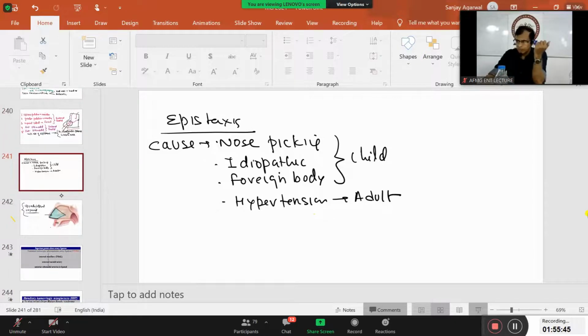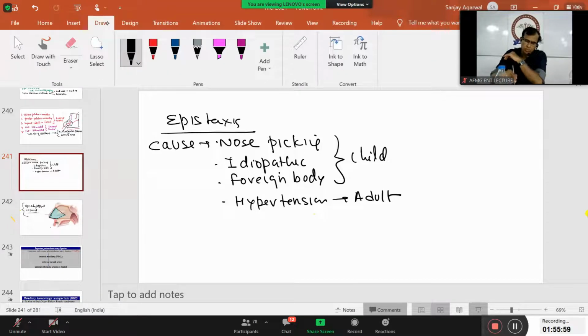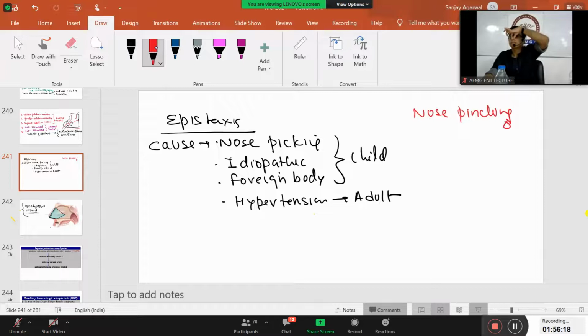I already told you that bleeding anywhere is an emergency. One of the most important things you have to do is to be able to stop the bleed. And I told you, to stop the bleed, almost always the best option is to apply pressure on the nose for 5 to 10 minutes, because clotting will happen and the bleeding will stop. So how do you apply the pressure on the nose? It's called nose pinching. For 5 to 10 minutes, you press the nose like this. It's called nose pinching.